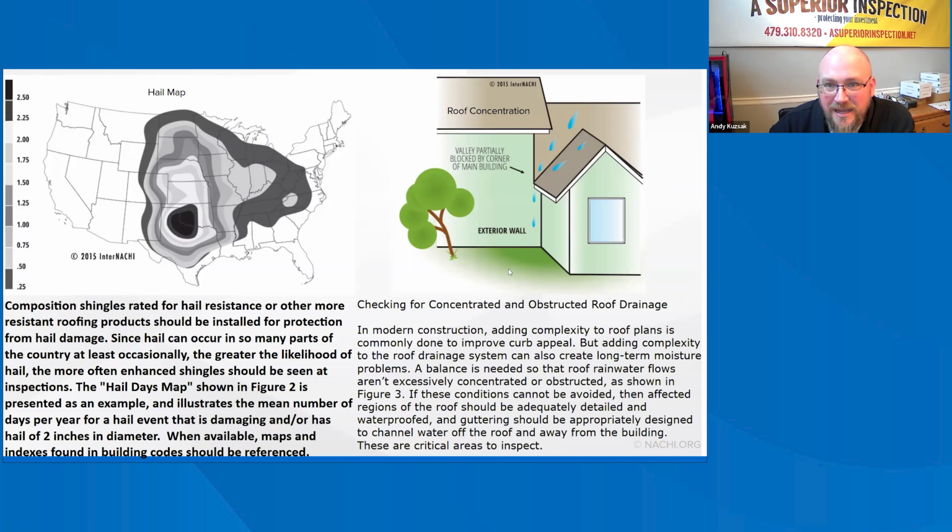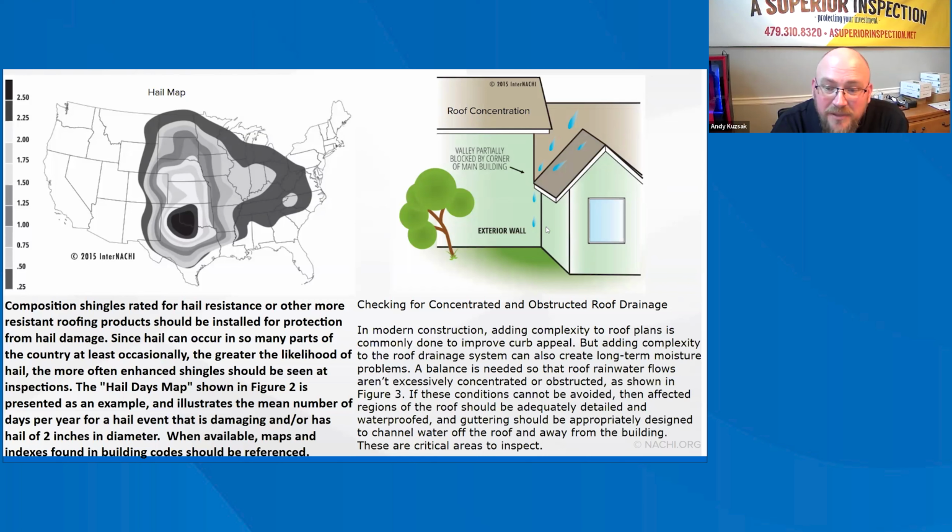And then on the right-hand side here, roof concentrations, checking for concentrated and obstructed roof drainage. In modern construction, adding complexity to roof plans is commonly done to improve curb appeal, but adding complexity to the roof drainage system can also create long-term moisture problems. A balance is needed so that roof rainwater flows aren't excessively concentrated or obstructed as shown above.